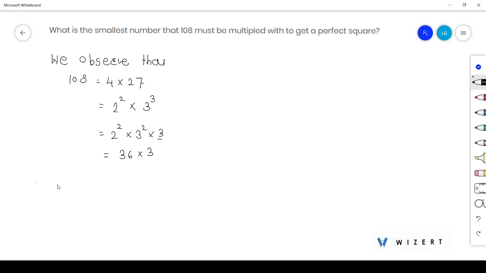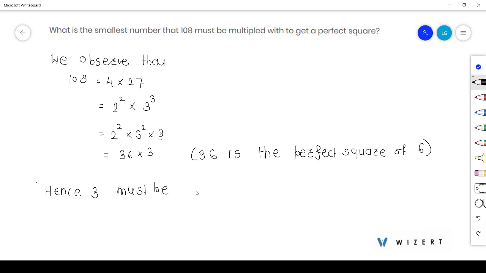36 is the perfect square of 6. Hence, 3 must be multiplied to 108 to make a perfect square.